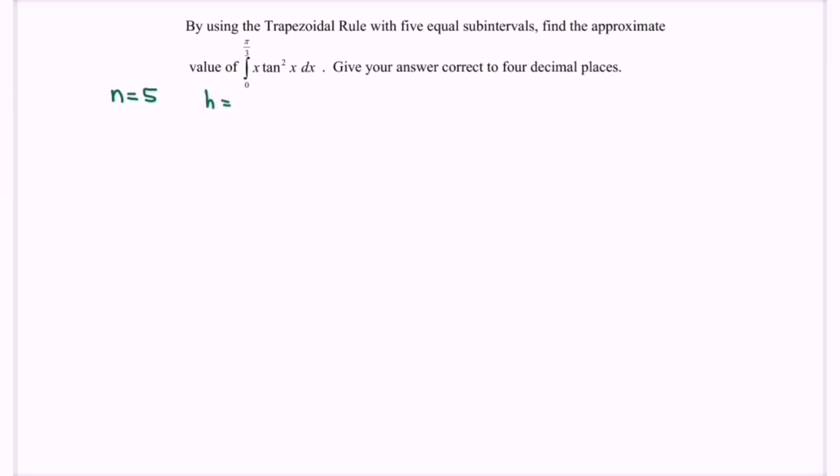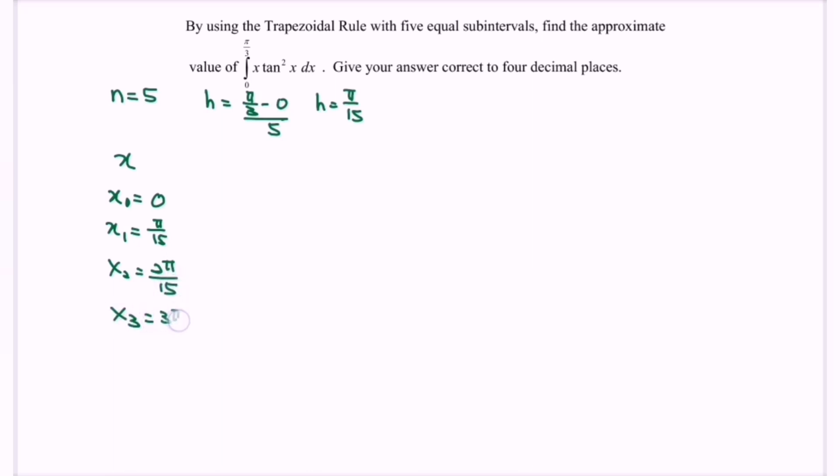Find the value h. Pi over 3 minus 0 over 5. So h is equal to pi over 15. So kindly refer to the table. We have the value x. So x naught is equals to 0. x1 is equals to pi over 15. x2 is equals to 2 pi over 15. x sub 3 is equals to 3 pi over 15.